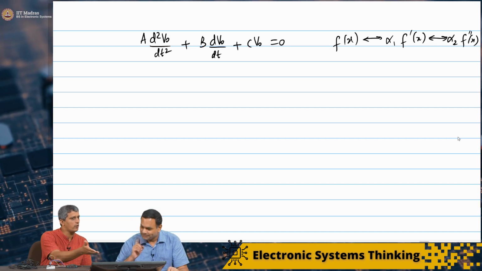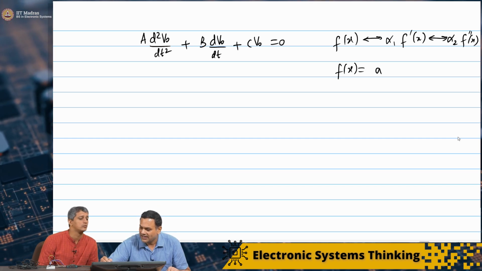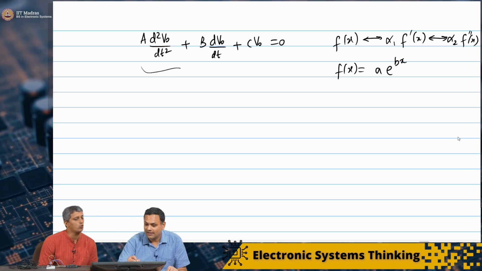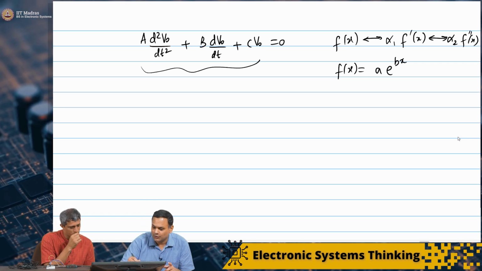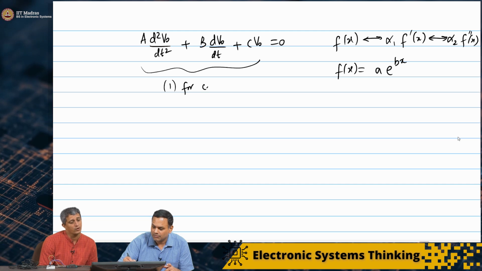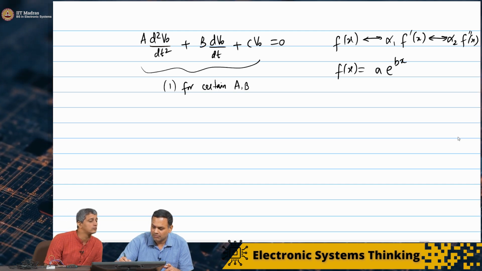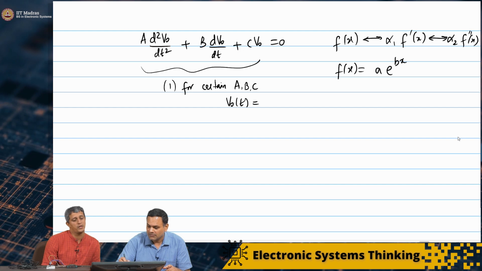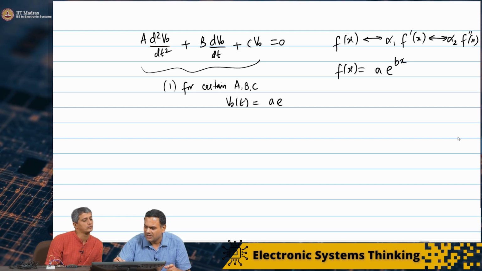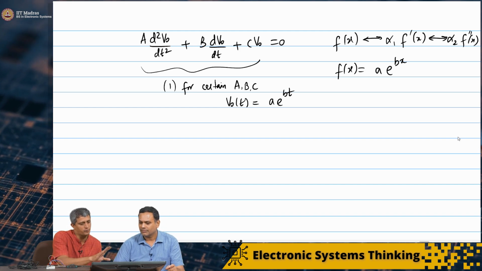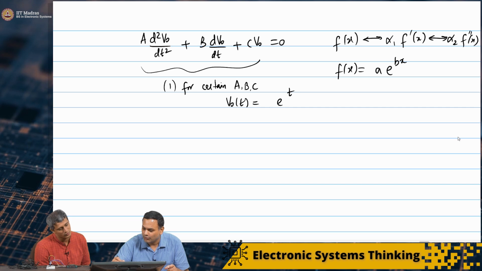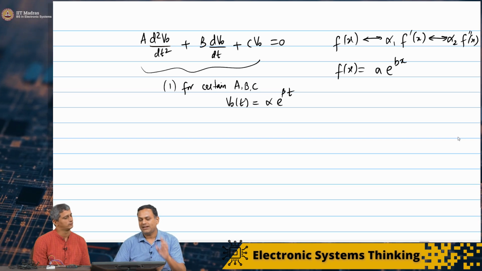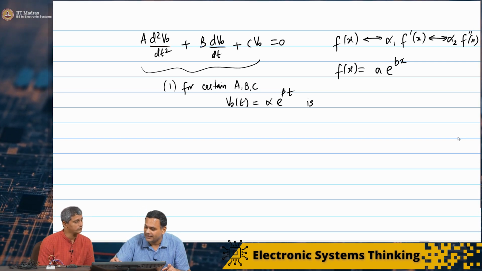Exactly. So your f of x, we said a e power b x, should be a solution. It could be, for certain values of a, b and c. So V naught of t could be an exponential, some a e power bt. Maybe call it alpha times e power beta t, because there's capital A, capital B, and we don't want people listening to be confused. So alpha e power beta t. Perfect. This is a solution.